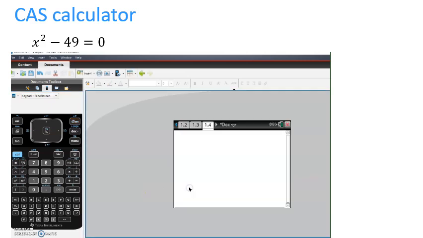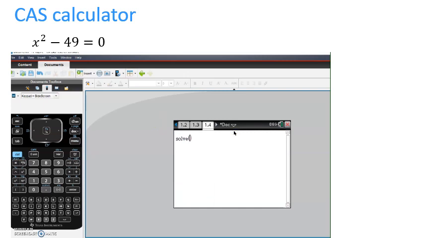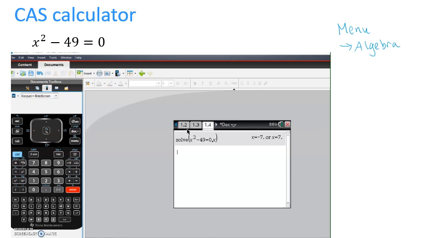I go to the calculator. I press the menu button, algebra, solve. I type in my equation, x squared minus 49 equals 0. Then I press comma. So this is the comma here. And then I type in the letter x and press enter. And here it's solved for me. So the steps are menu, algebra, solve, type in your equation, then type a comma, x, then press enter.